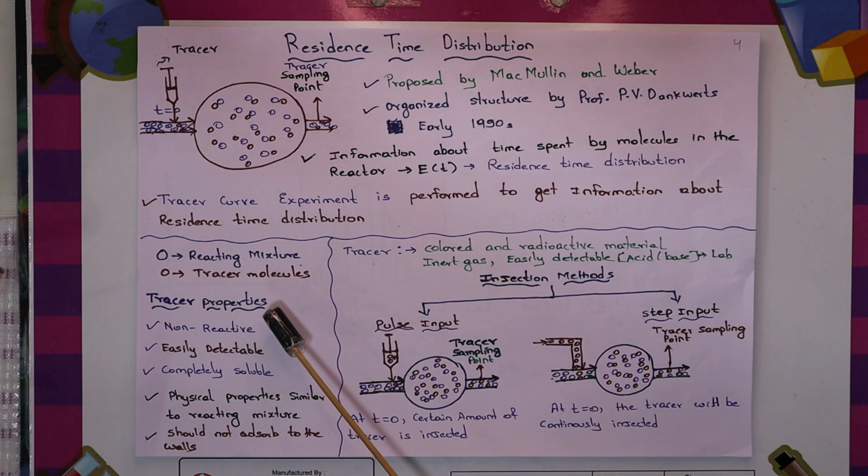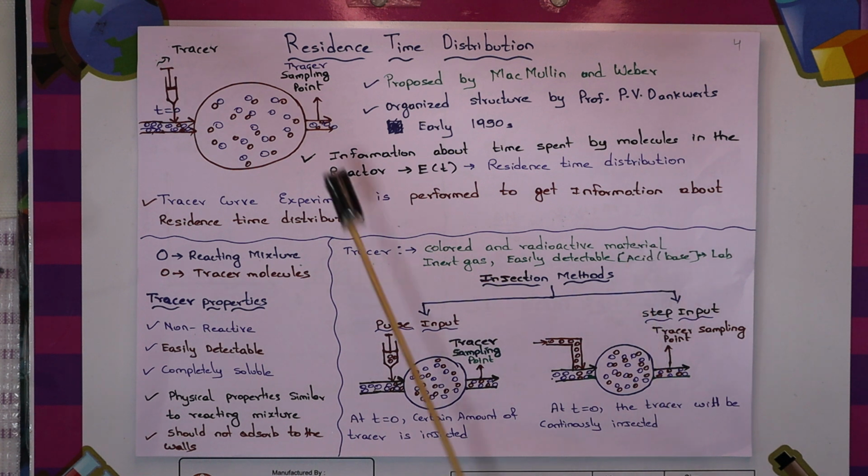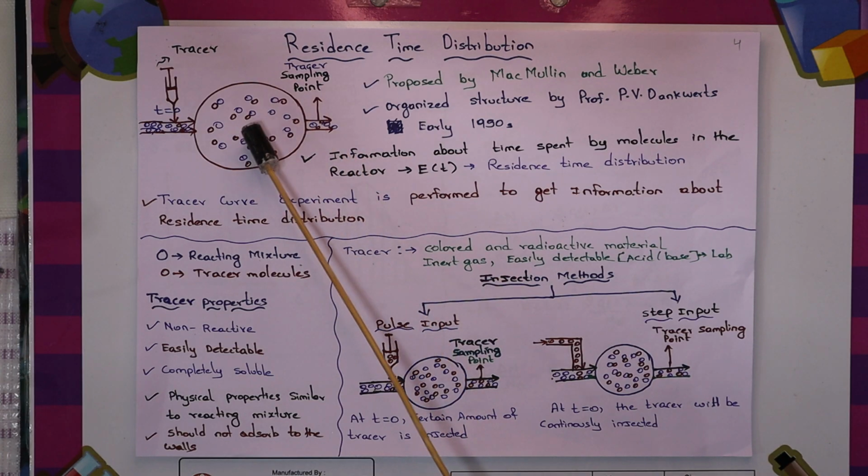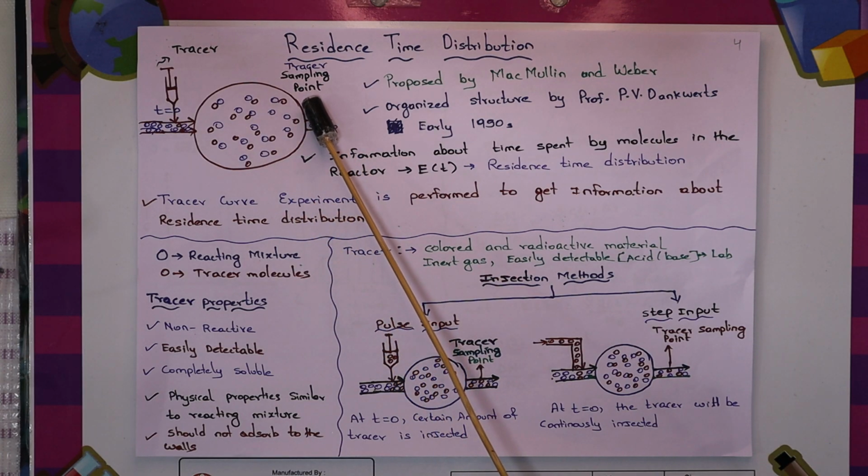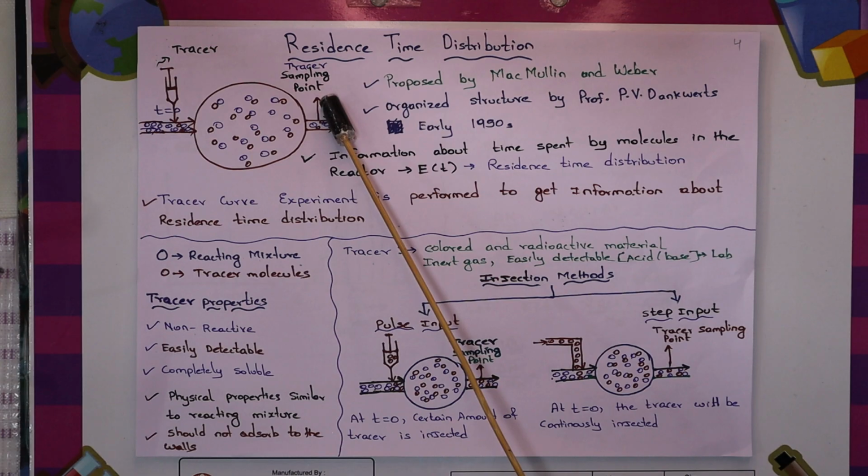So there are other important properties. We can read the textbook. The main important properties are listed out here. The tracer can be a colored or radioactive material, so that you can use a colorimeter or whatever meters can detect the color. If it is a radioactive material, it can be simply detected at the exit through a radioactive detector.